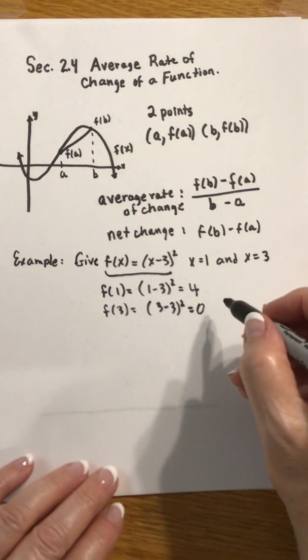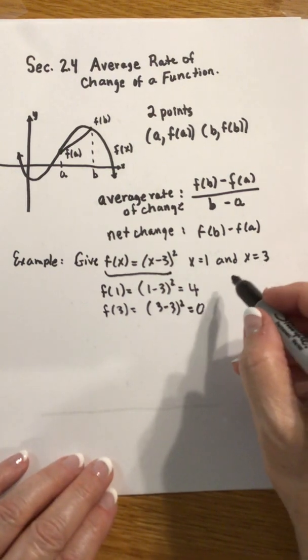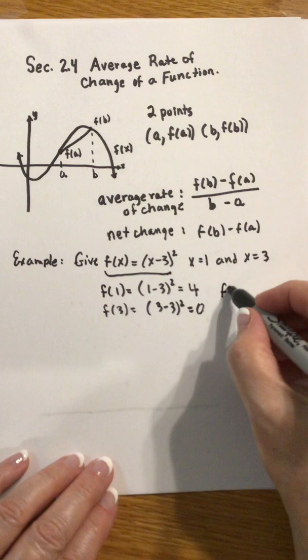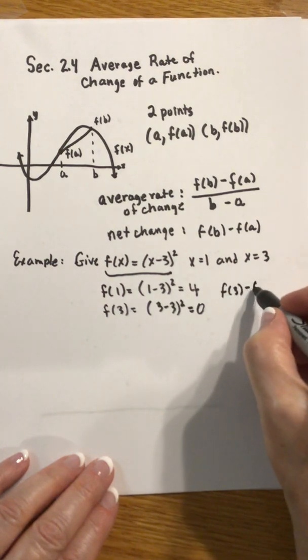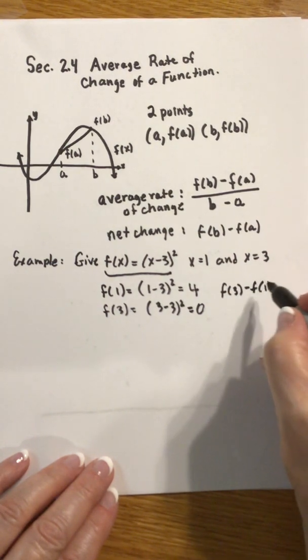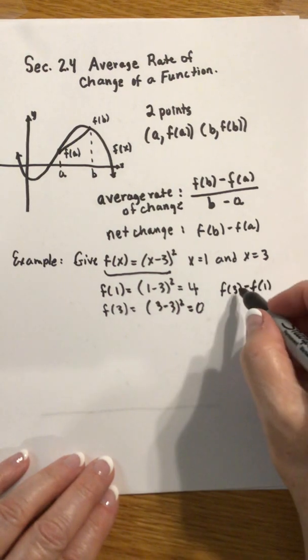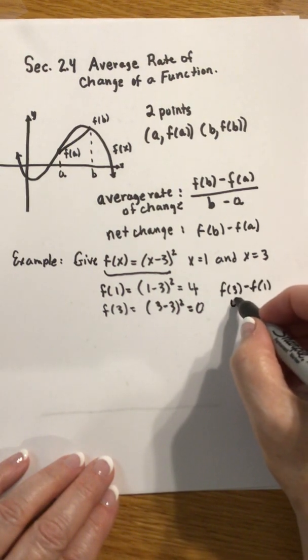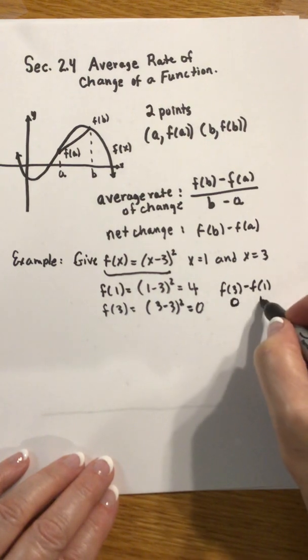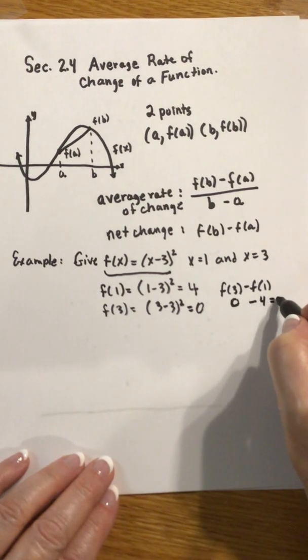So the net change is going to be f of 3 minus f of 1. Okay? Because we do f of b first. And this one's going to be 0, and this one's going to be 4. So 0 minus 4 is negative 4.